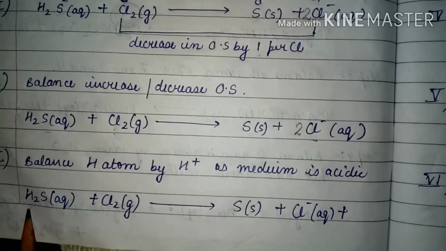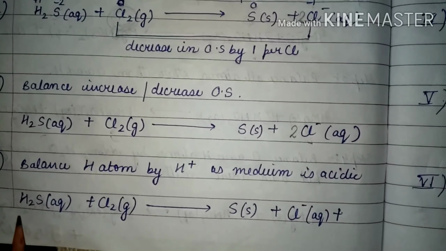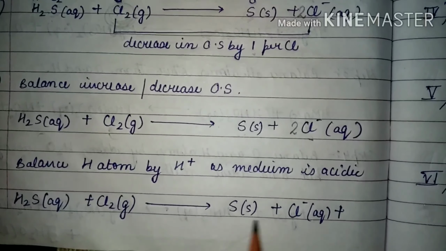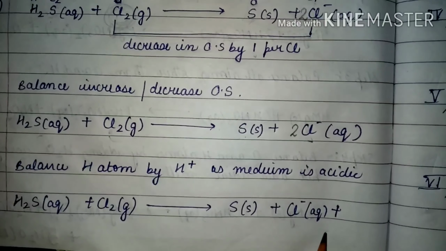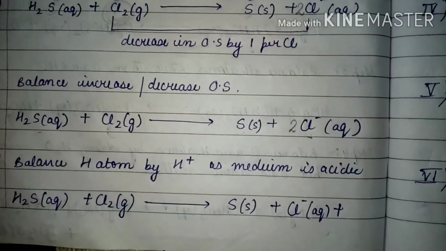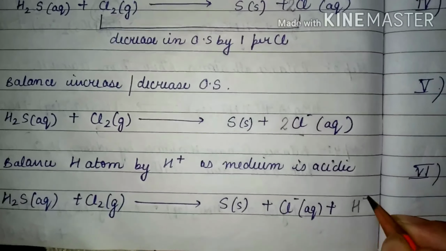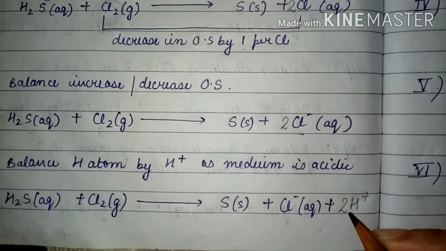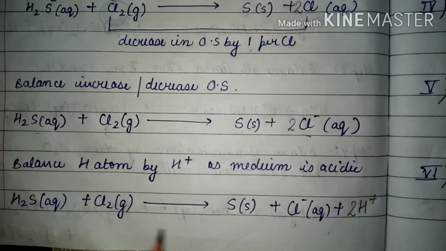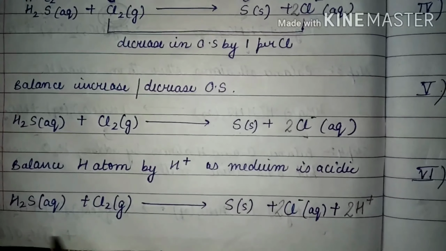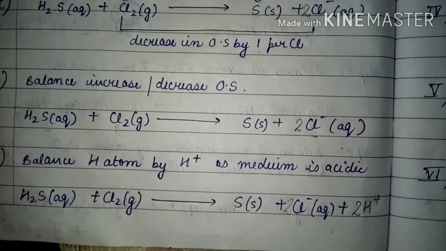We have H2, here 2 hydrogen atoms, but there is no hydrogen atom on the product side. So we will balance the hydrogen atoms by adding H plus. How many H plus do we have to add? We have to add 2 H plus. Okay, so this is the balanced equation in the acidic medium.